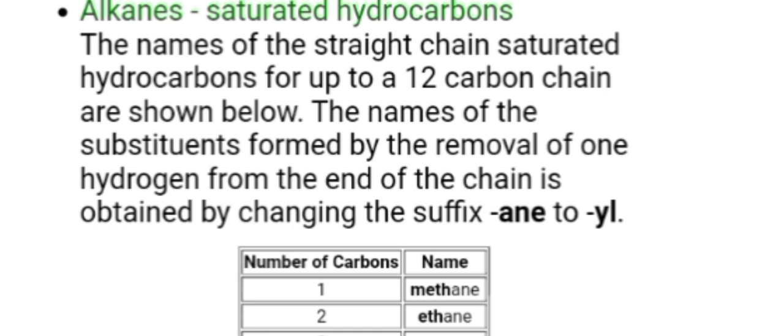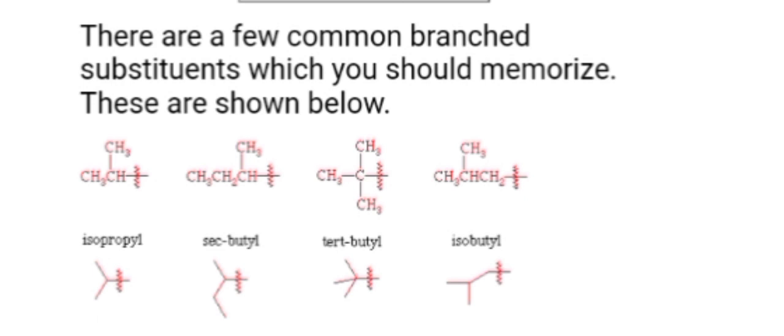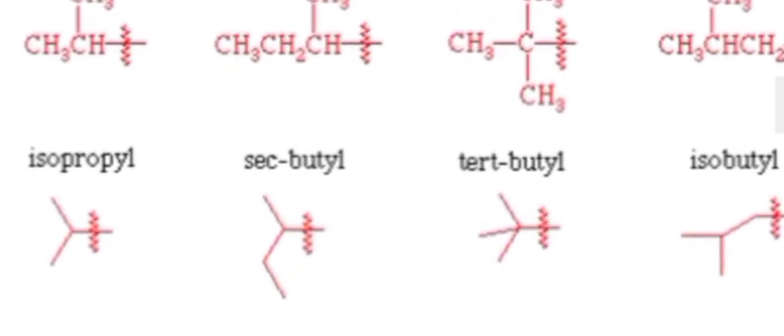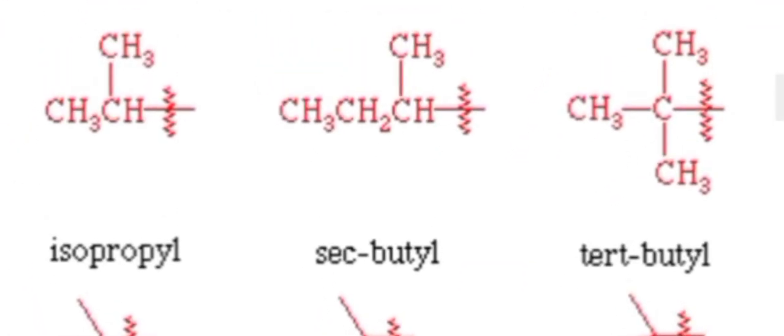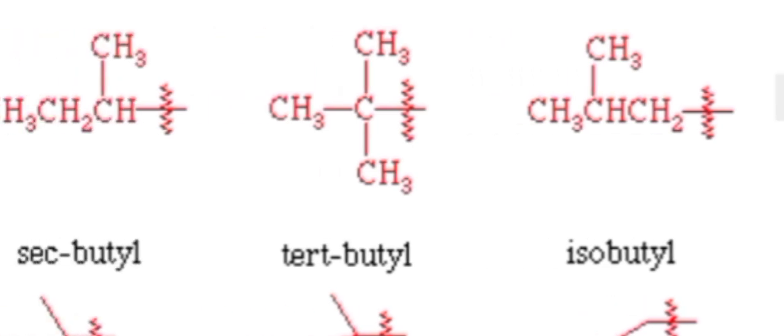Now, remember I told you guys that if an alkane loses one hydrogen, it will turn to what? Alkyl. So take note of that. It's very, very important. Now, there are a few common branch constituents you should memorize. These are, you can see them, isopropyl, sec-butyl, tert-butyl, then isobutyl. We have already done those ones. So you take note of them.